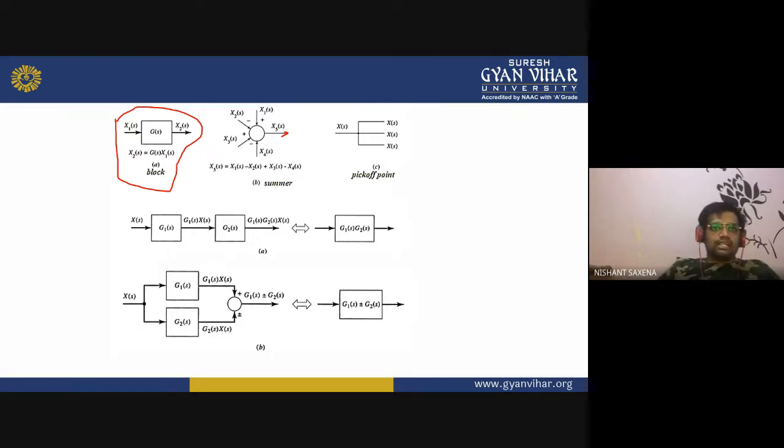Now the series connection is when we are having two series connected blocks, that is G1(s) and G2(s), and we are having one input, then it can be resolved into one equivalent single block, that is the multiplication of the two blocks, G1 into G2. Similarly, if we are having two parallel connected blocks, then we can directly reduce this into a single block, that is G1(s) plus minus G2(s). This plus minus depends on these polarities.